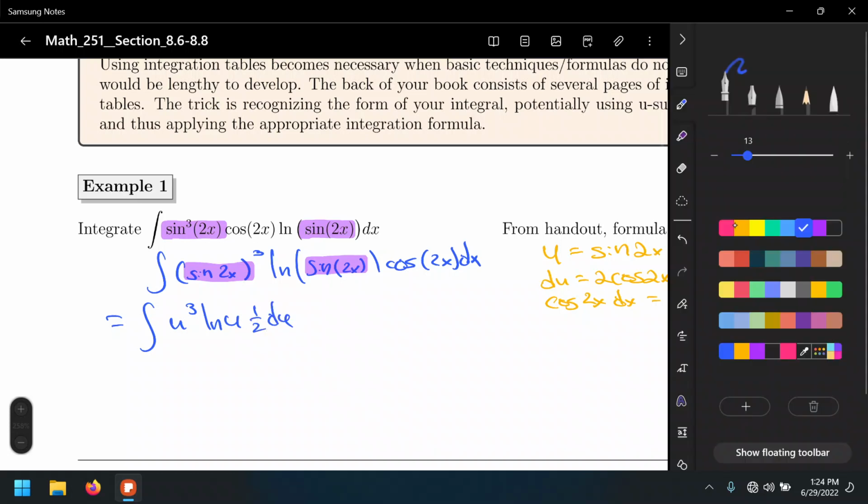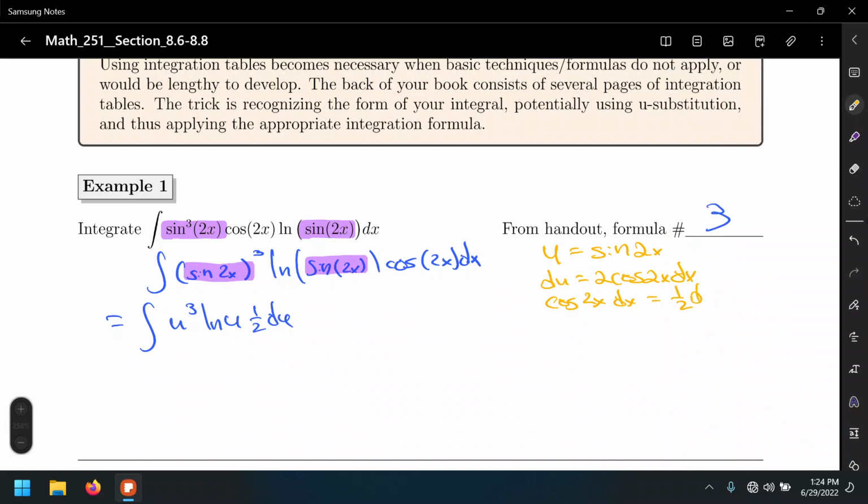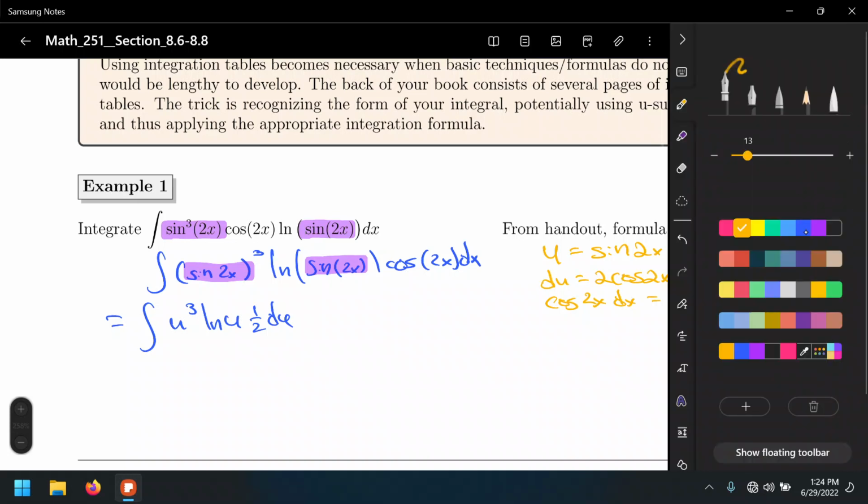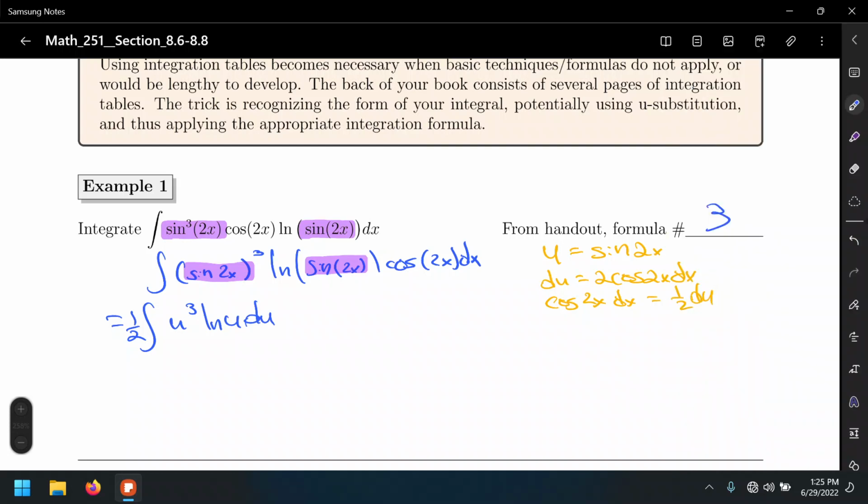Alright, however, what we could do at this point, I guess, is just write down the du and have all these coefficients outside since the very first step of the substitution. That's fine. Alright, now we can compare this with formula 3.